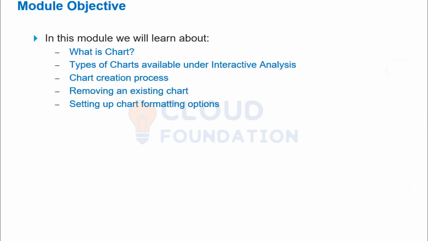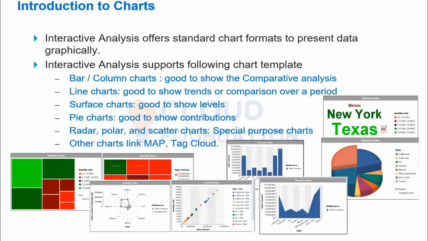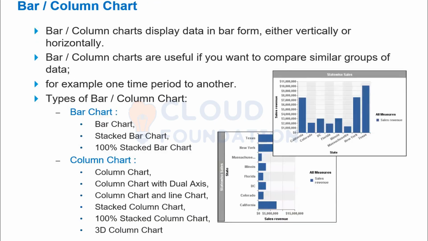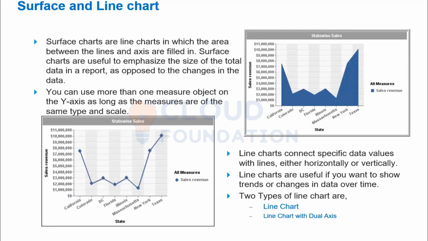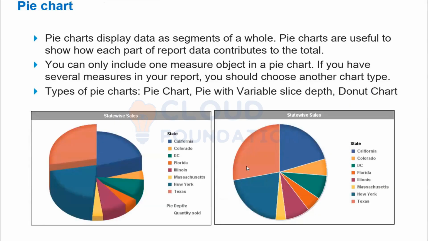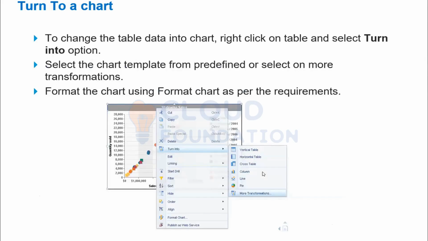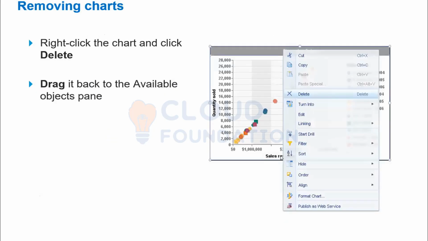After that, we have covered what the types of charts available in Web Intelligence are and how we can create them. Like bar chart, column chart, surface and line chart. This line chart is a point-wise chart. Surfaces are filled up. Pie charts, point and radar charts. How we can create charts or how we can turn a table into a chart.